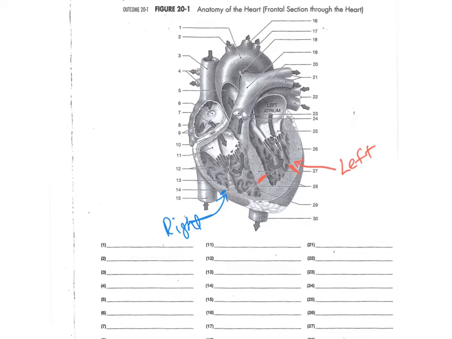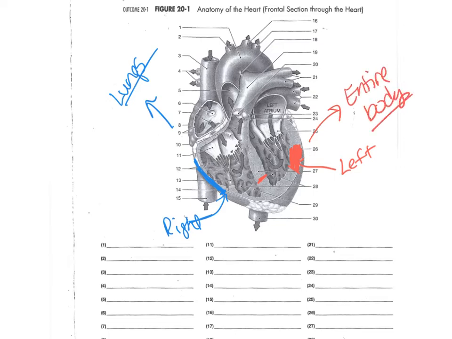That's because the right side of the heart sends its blood to the lungs, and it's a pretty short distance away, so it really doesn't need a whole lot of muscle tissue or muscle strength to get the blood that far. However, when you're looking at the left side of the heart and you see how thick those walls are, that's because the left side of the heart has to send the blood to the entire body. So the left side of the heart is going to be thicker than the right side of the heart.